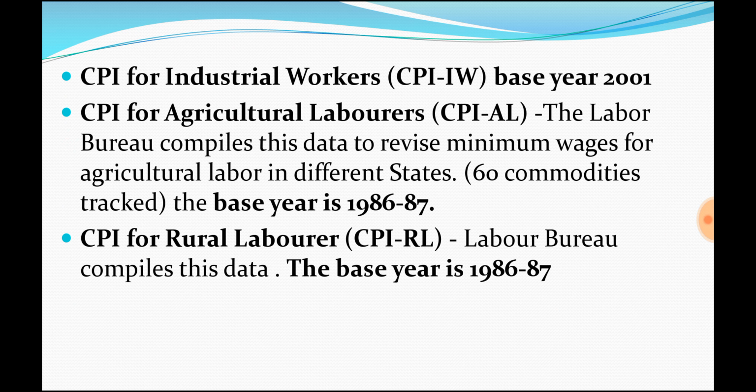So the consumer price index for industrial workers has a base year of 2001. Consumer price index for agricultural laborers has a base year of 1986-87. Consumer price index for rural labor has a base year of 1986-87. Okay, please remember these kinds of points.